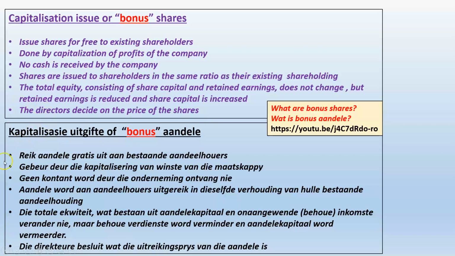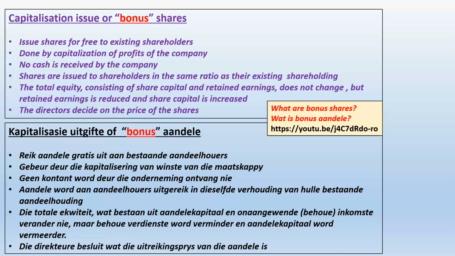So no cash is received by the company. It's basically only a move of equity out of retained earnings into share capital. Now, shares are issued to the shareholders in the same ratio as their existing holdings, so one guy cannot benefit to the detriment of somebody else. If you had 5 shares in the company, they probably will tell you for every 5 shares that you have, you will receive 1 free share, or whatever the ratio is that they decide on.